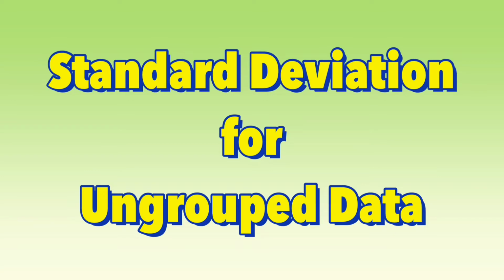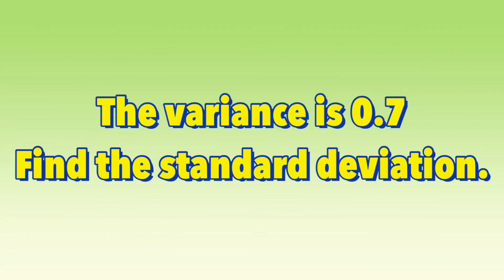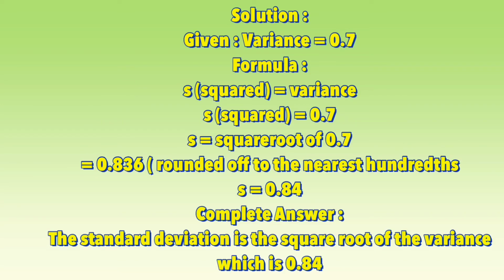Okay, next, number 4, we're going to find the standard deviation for ungrouped data. The problem: the variance is 0.7. Find the standard deviation. Solution: the given is variance equals 0.7. Our formula is s equals the square root of the variance. Then s squared is equal to 0.7, the value of the variance.